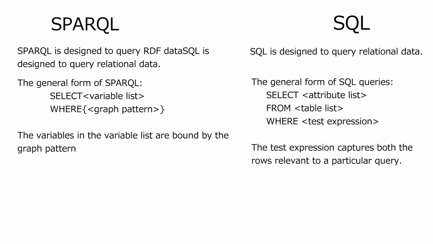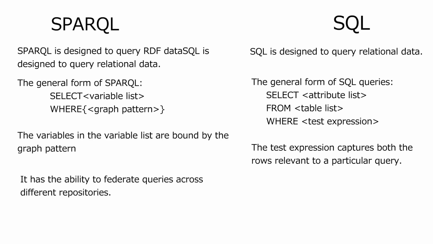The general form of SQL queries: select attribute list from table list where test expression. The test expression captures the rows relevant to a particular query. SPARQL has the ability to federate queries across different repositories. SQL has no standard system for query federation.